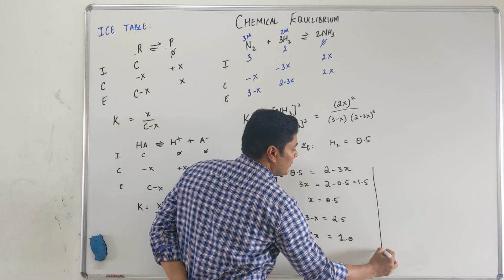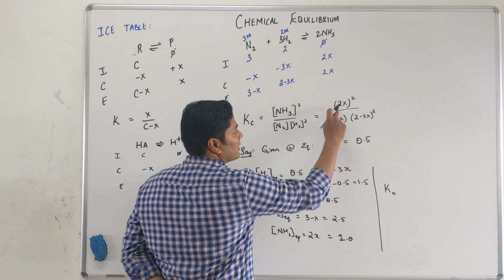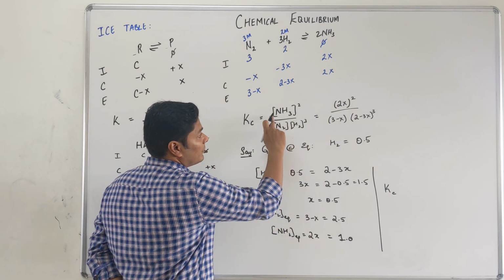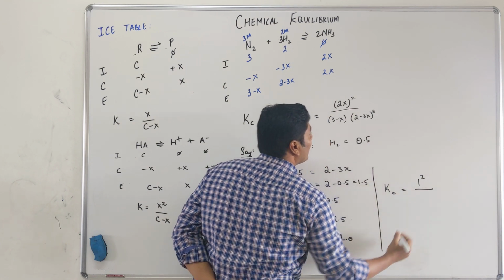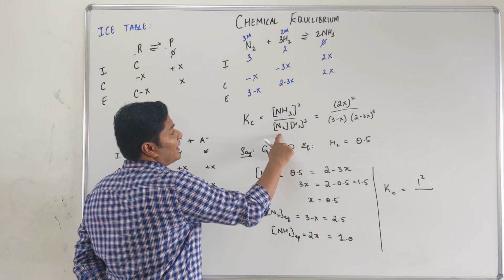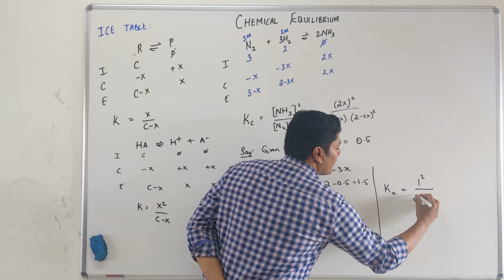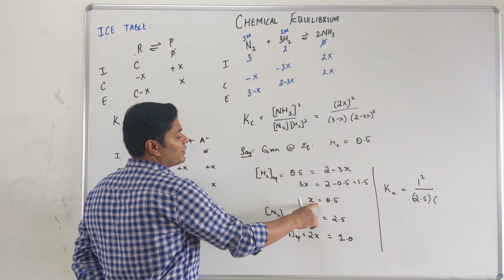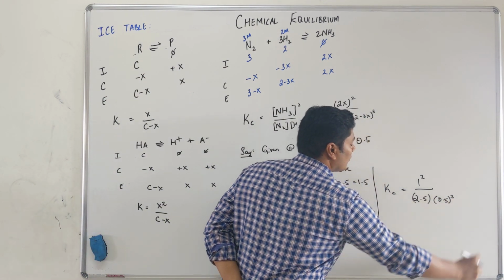Now I know this, I can calculate my Kc. Kc is my ammonia concentration, which is 1 squared, divided by my N2 concentration, which is 2.5, times my H2 concentration, 0.5 cubed. Okay.